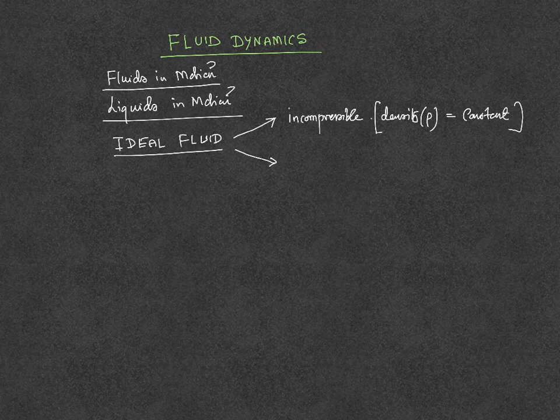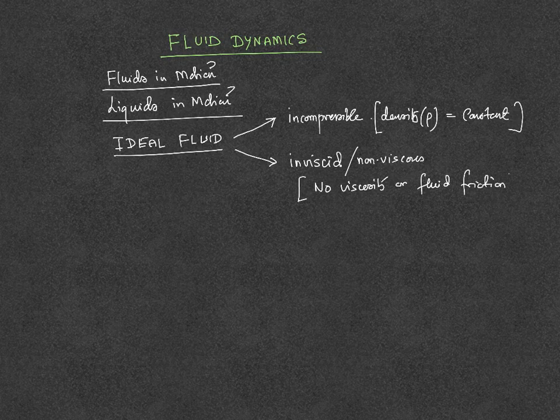and it should be inviscid. That means inviscid or non-viscous. That means there is no viscosity, no viscosity or fluid friction. Viscosity is the friction force between fluid layers themselves and the solids. Viscosity is friction between the layers of fluid.